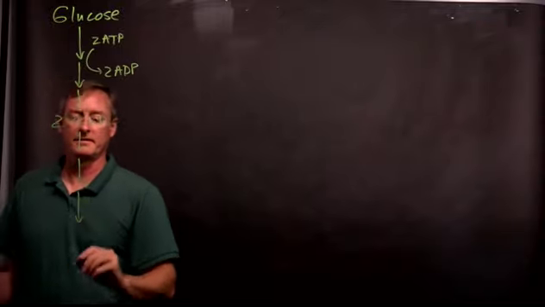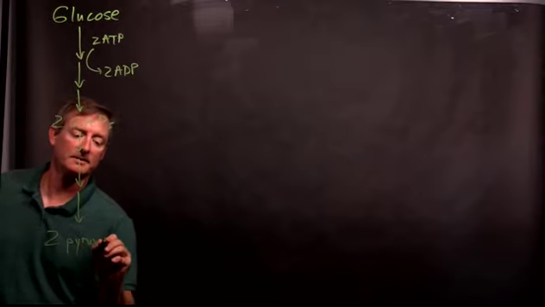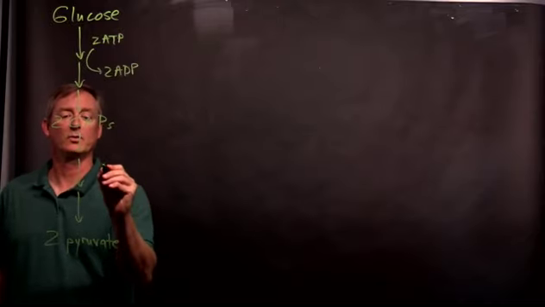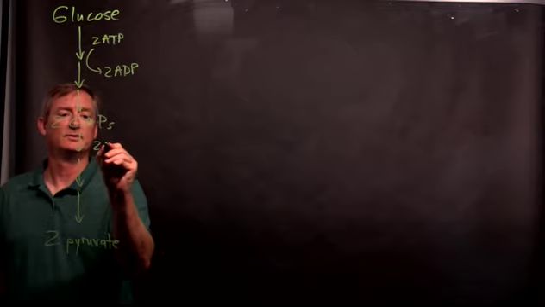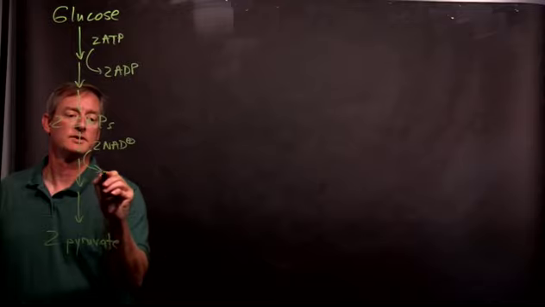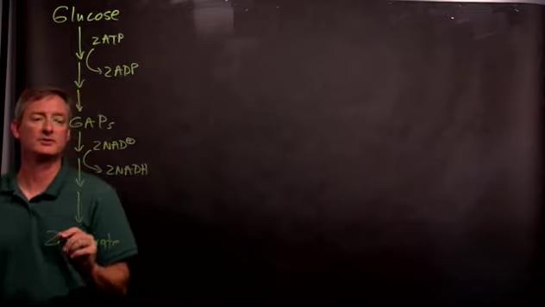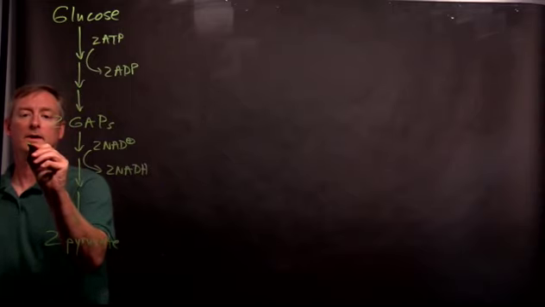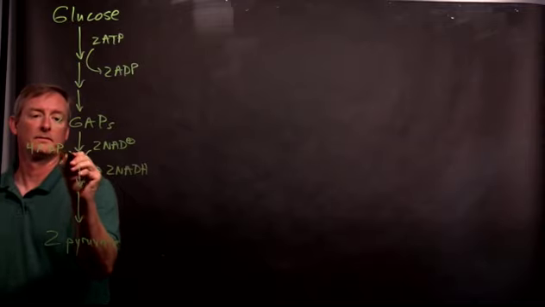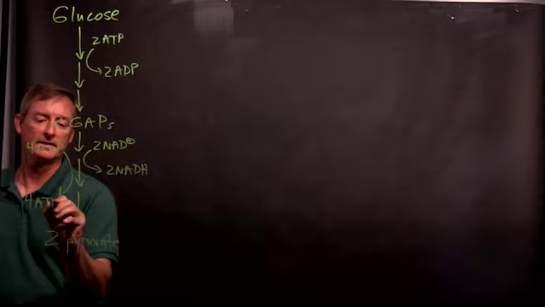In the second half of the reaction, our 2 GAPs are converted and oxidized to 2 molecules of pyruvate. We use 2 molecules of NAD+, generate 2 molecules of the reduced cofactor NADH, and we form 4 molecules of ATP.